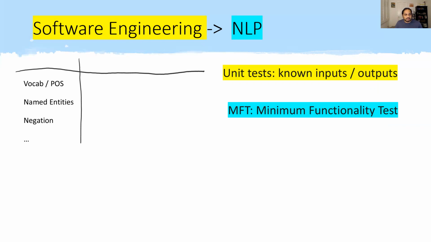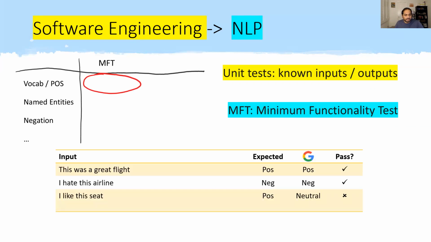So let's look at an example, and this is the first example of checklist. And we're going to be doing this on sentiment analysis, right? And we're going to be looking at vocabulary capabilities of sentiment analysis. What does that mean? What we can do is we can write really simple, short statements, like this was a great flight.